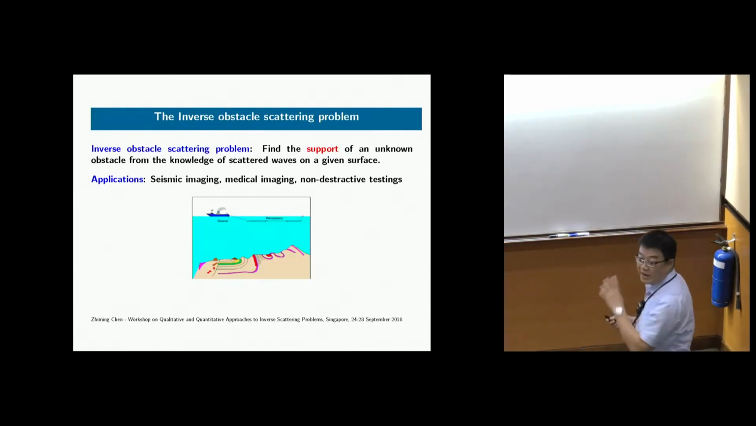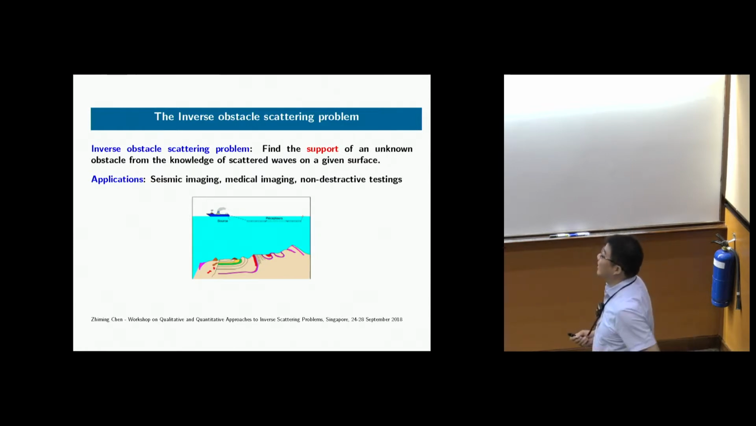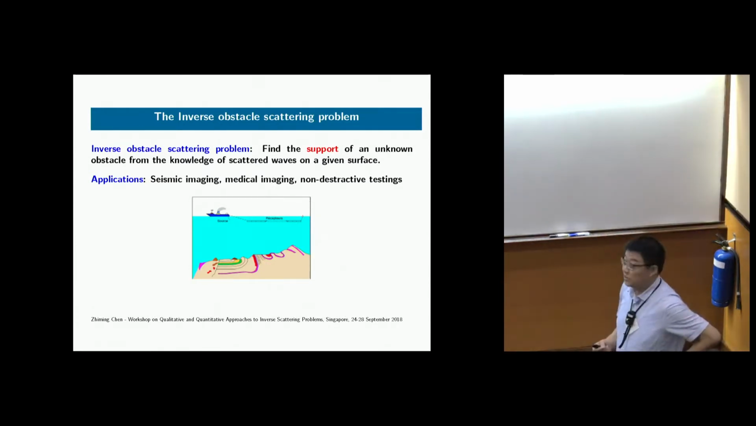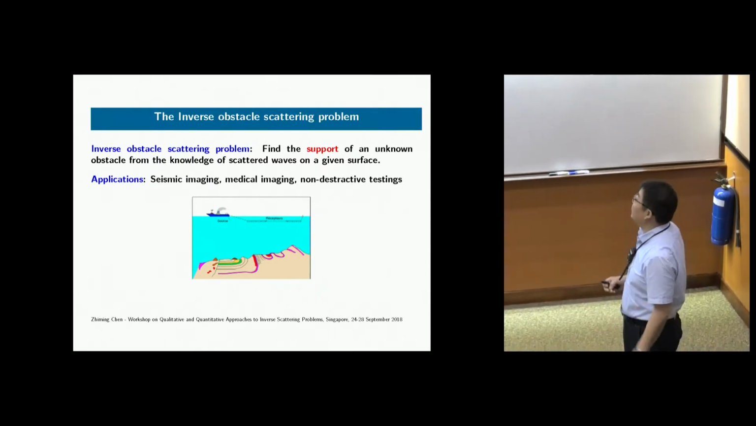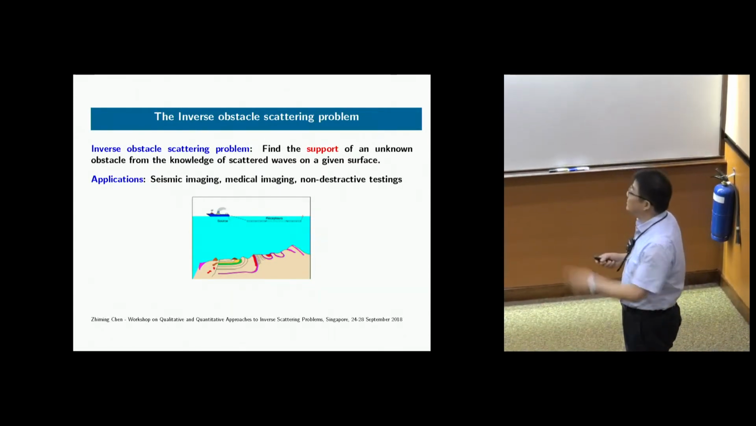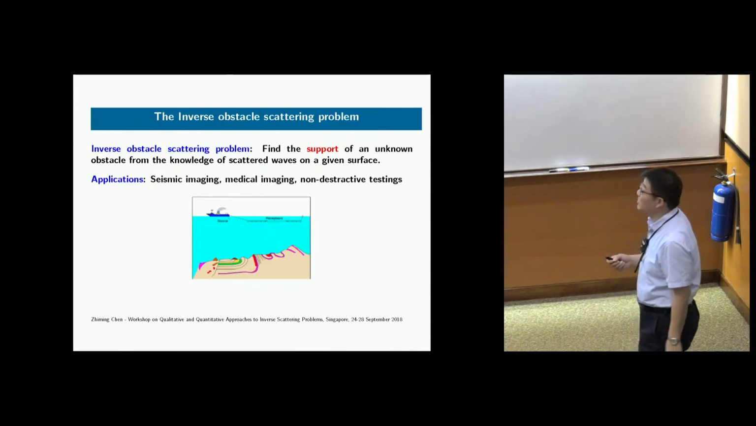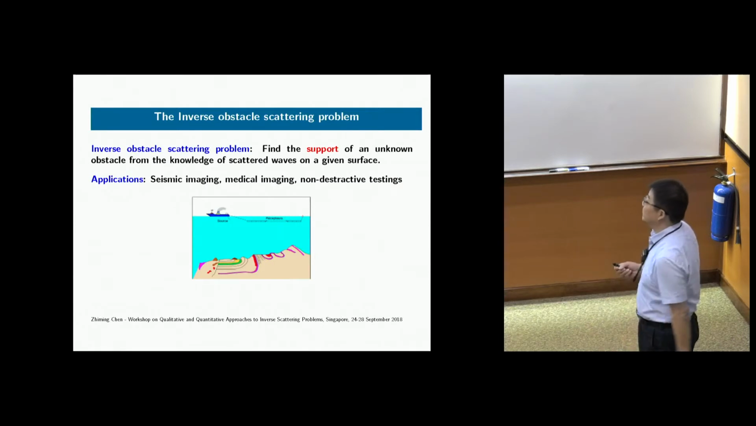We are interested in solving inverse scattering problems, which is a classical problem. The goal is to find the support of the obstacle from measurements away from the scatterer. This kind of problem has many applications. We are mainly motivated by seismic imaging, but there are also medical imaging and non-destructive testing.